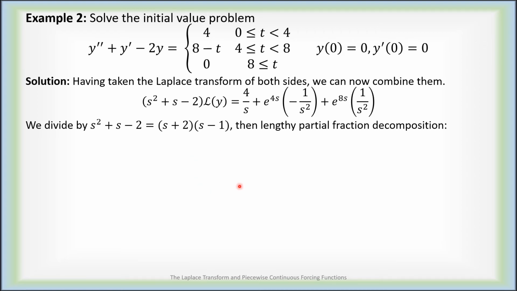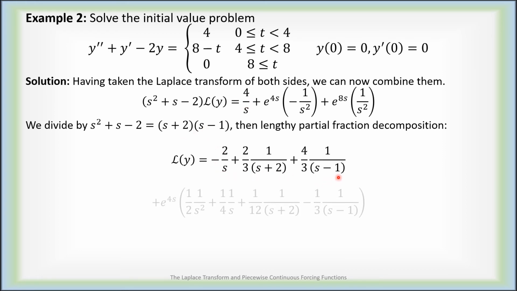We're going to end up with three different terms: 4 over s divided by this, e to the 4s with a minus 1 over s squared divided by that, and e to the 8s with 1 over s squared divided by the same thing. Each of those three terms we're going to do partial fraction decomposition of. Thankfully, these two are essentially the same thing, just up to a minus sign. So for the first term, 4 over s, when you divide by s plus 2, s minus 1, the partial fraction decomposition gives these terms.